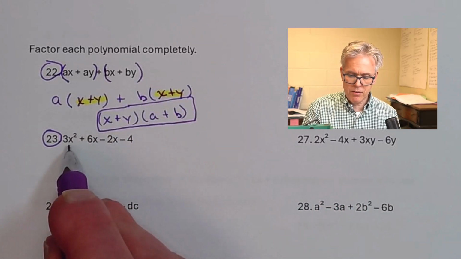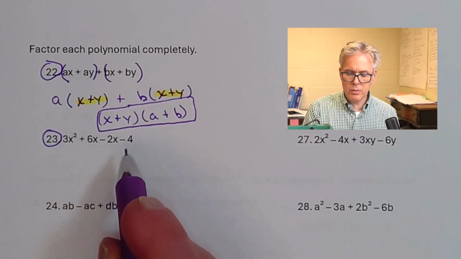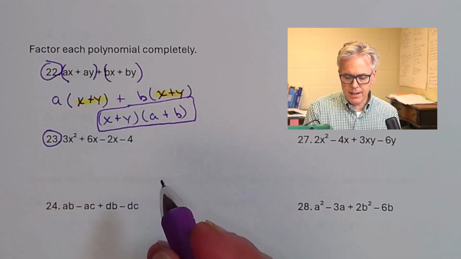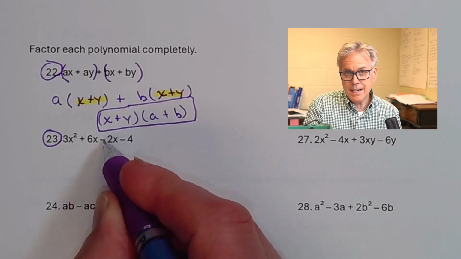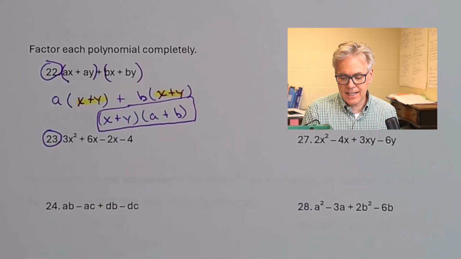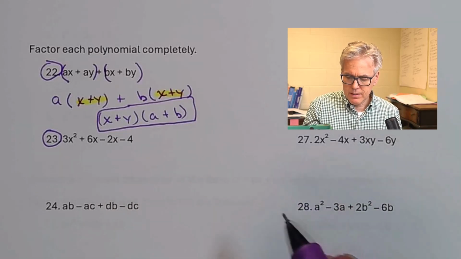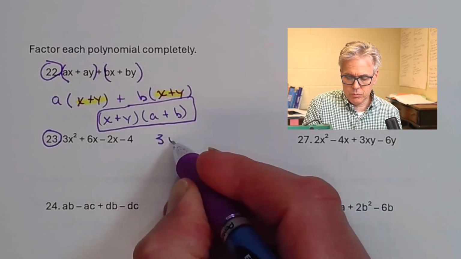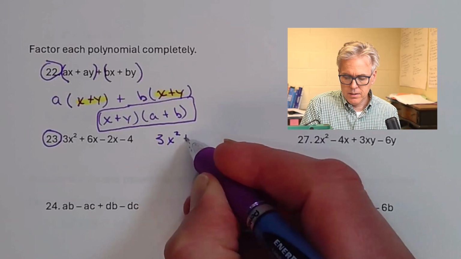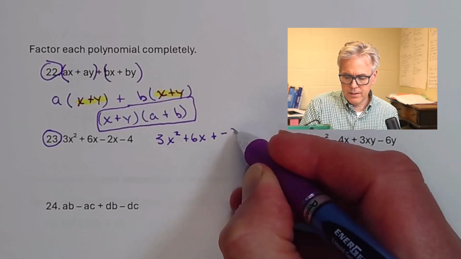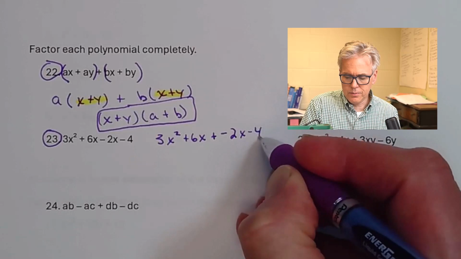Okay. How about this one here? 3x squared plus 6x minus 2x minus 4. So we have to be careful here when we group this up. When we slide a parenthesis in there, it's going to change our signs. Students often miss that. So I'm going to rewrite this. Let's see if I can squeeze it in. So 3x squared plus 6x, and I'm going to say plus a negative 2x minus 4.